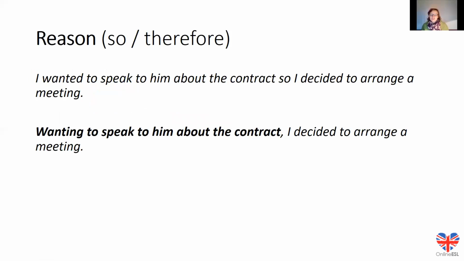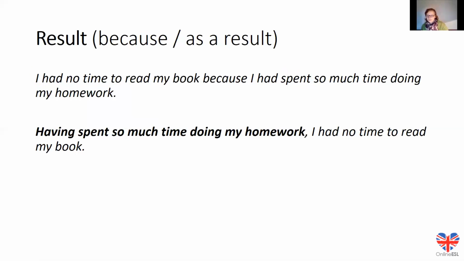Reason, anything with so or therefore. "So I wanted to speak to him about the contract, so I decided to arrange a meeting." We can take so, get rid of it. And then this is the first part of your sentence that you want to change. So we get rid of the subject. We make this present. And there we have it. "Wanting to speak to him about the contract, I decided to arrange a meeting."